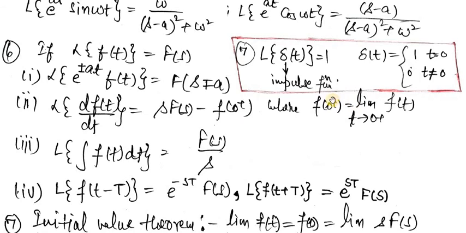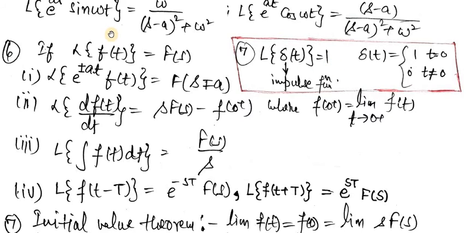Now there is an impulse function delta t, and delta t is defined as delta t is equal to 1 when t is equal to 0. It is the unit impulse function. So delta t is equal to 1 when t is equal to 0, and it is equal to 0 anywhere else, meaning when t is not equal to 0. So the Laplace transform of delta t is equal to 1.